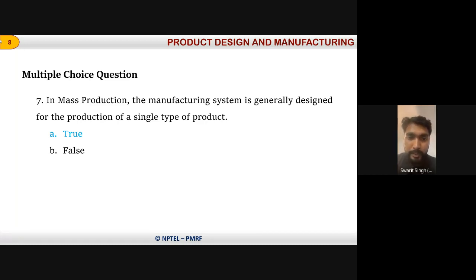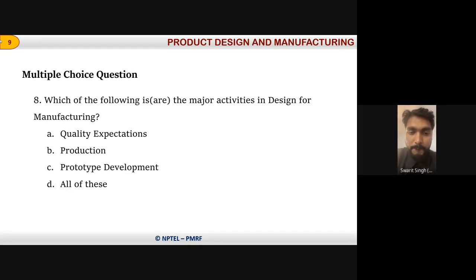So yeah, that is the local history. To move to the next question. Question number 8 is on the screen now. Question number 8 says, which of the following are the major activities in design for manufacturing? We are talking about DFM. Is it quality expectation, production, prototype development, or all of these? We have to select the best one from the available options, right?